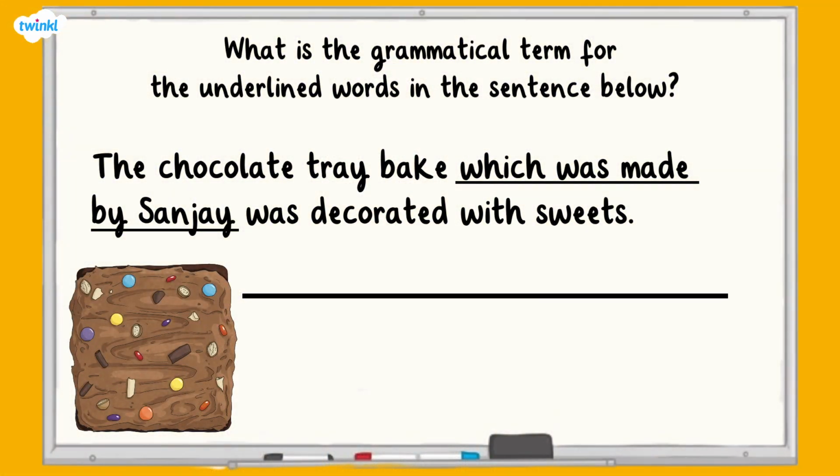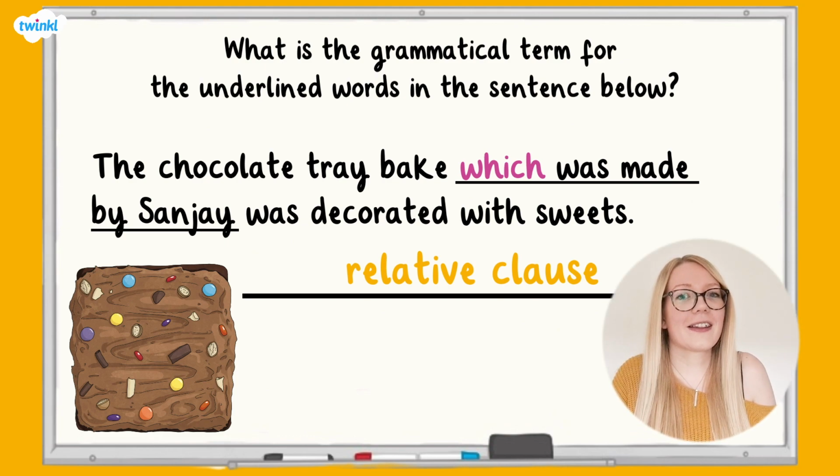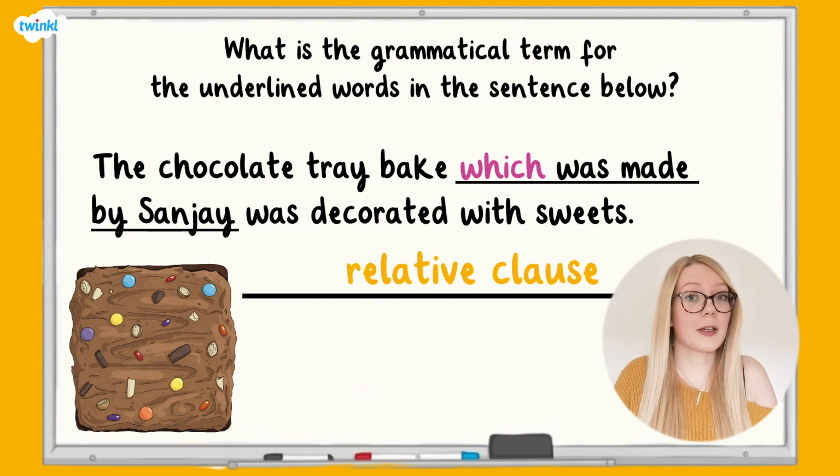Do you have an answer? Excellent! The clue in the underlined words in this sentence was the word which. This is a relative pronoun. The underlined words are giving us more information about the chocolate tray bake. Well done if you wrote relative clause. It's important to note here that relative clauses would normally be marked by commas, dashes, or brackets, but this question deliberately left them out to make you think. So well done if you got it right.